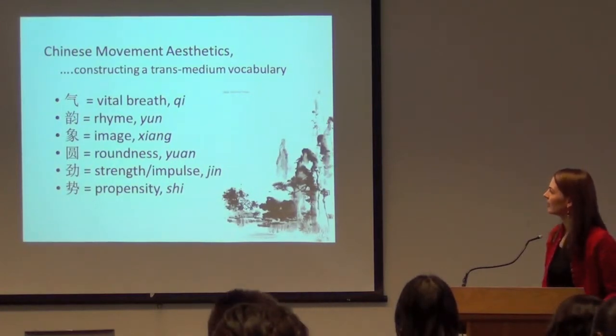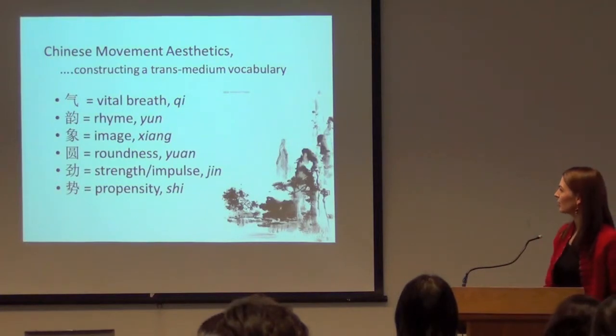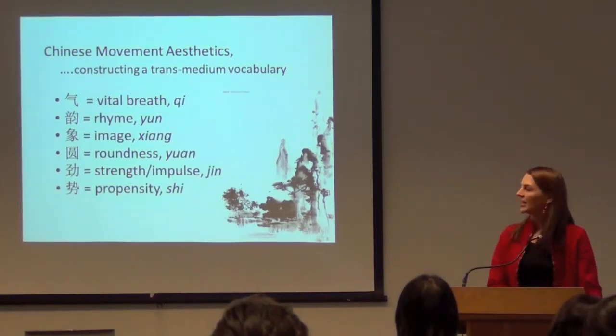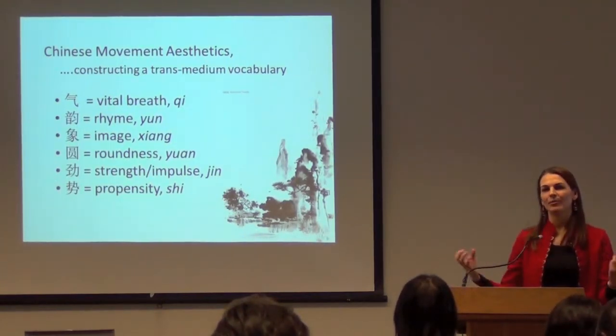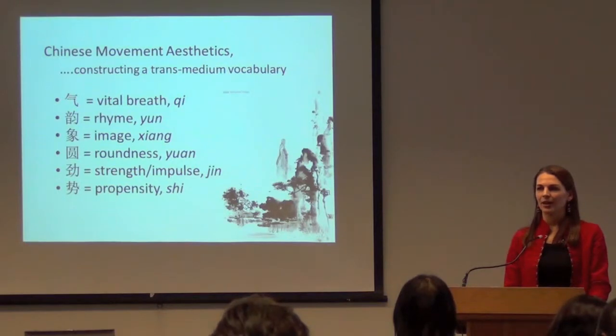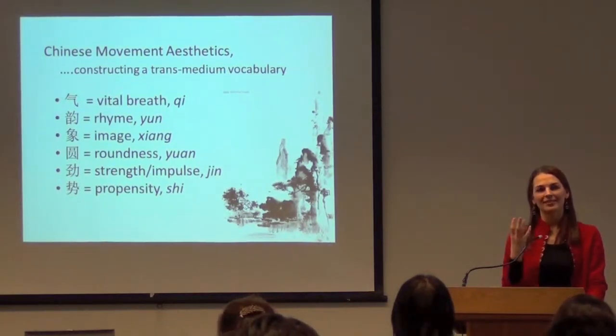The second term that's often used is yun, or rhyme. I'll talk about these two terms more in just a minute. The next important term that's often used is the image, or xiang. There's a word called yi xiang, meaning image, that's often used to describe a piece of poetry that creates an image in your mind that lasts with you.